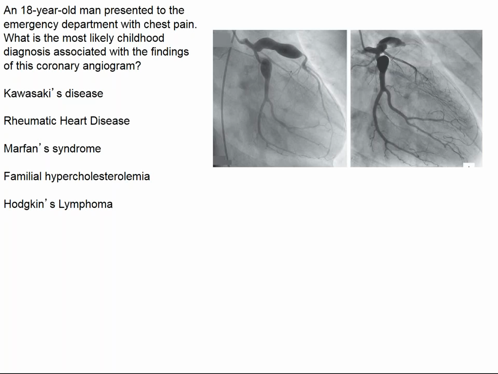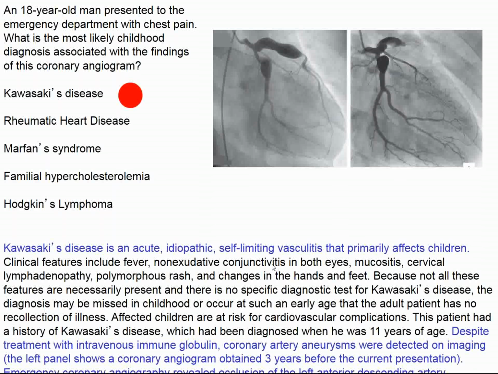This is Kawasaki's disease. And Kawasaki's disease is an acute idiopathic self-limiting inflammation of medium-sized blood vessels, and the coronaries are commonly afflicted. And the disease involves children that have an acute illness during early childhood and show up 15 years later with these aneurysmal dilatations and coronary artery disease.